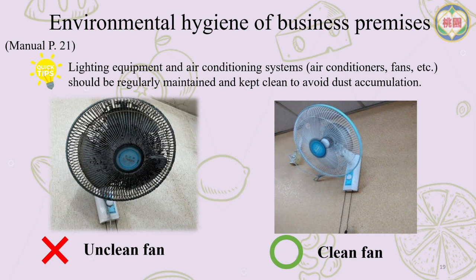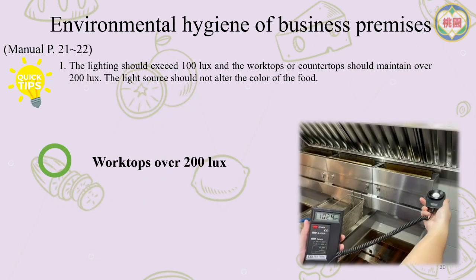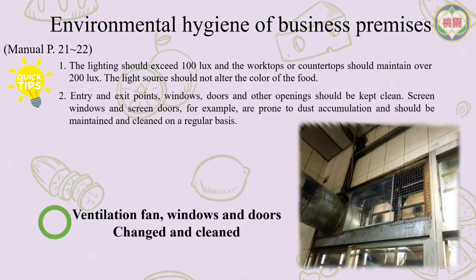Lighting equipment and air conditioning systems such as air conditioners and fans should be regularly maintained and kept clean to avoid dust. The lighting should exceed 100 lux, and worktops or countertops should maintain over 200 lux. The light source used should not alter the color of the food. Entry and exit points, windows, doors, or other openings should be kept clean. Screen windows and screen doors, for example, are prone to dust accumulation and should be maintained and cleaned on a regular basis.